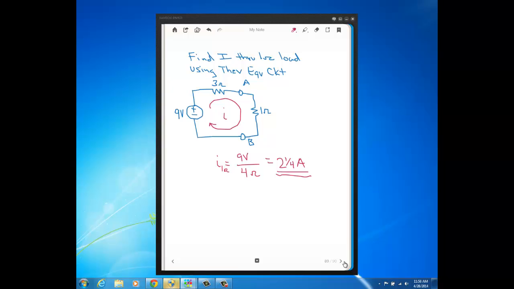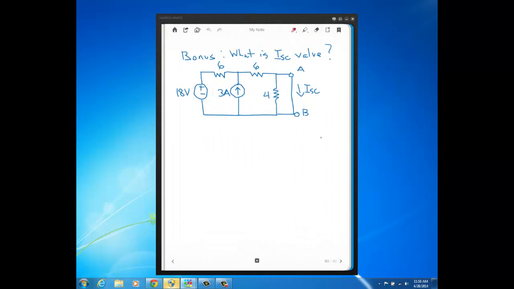Now, as a bonus, let's say you're asked, what is I short circuit? Remember, I short circuit would be the current flowing through a short connected between A and B. To find that current, we could go back to the original circuit and do either a mesh current analysis or a node voltage analysis. But since we have the equivalent circuit already, it really would not be very smart to go back to the original circuit, because I can just take my equivalent circuit.